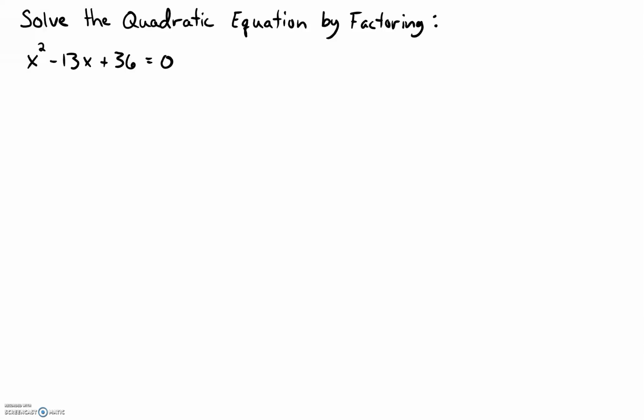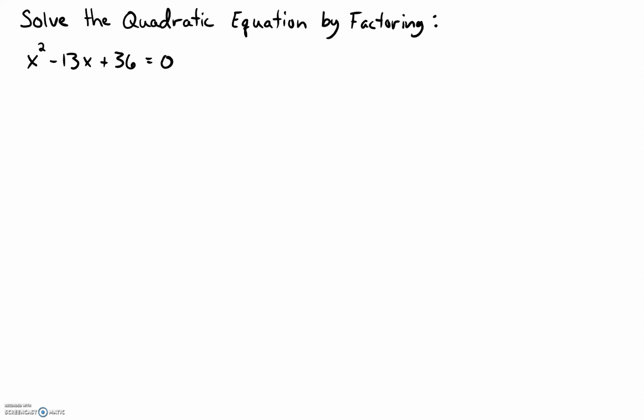In this video, we're going to look at solving quadratic equations, and the specific strategy we're going to use for this problem is we're going to do it by factoring. So this problem that we're looking at is x squared minus 13x plus 36 is equal to 0. And ultimately we want to solve this, so that means we want to be able to get x on one side of the equal sign by itself to see what it's equal to.